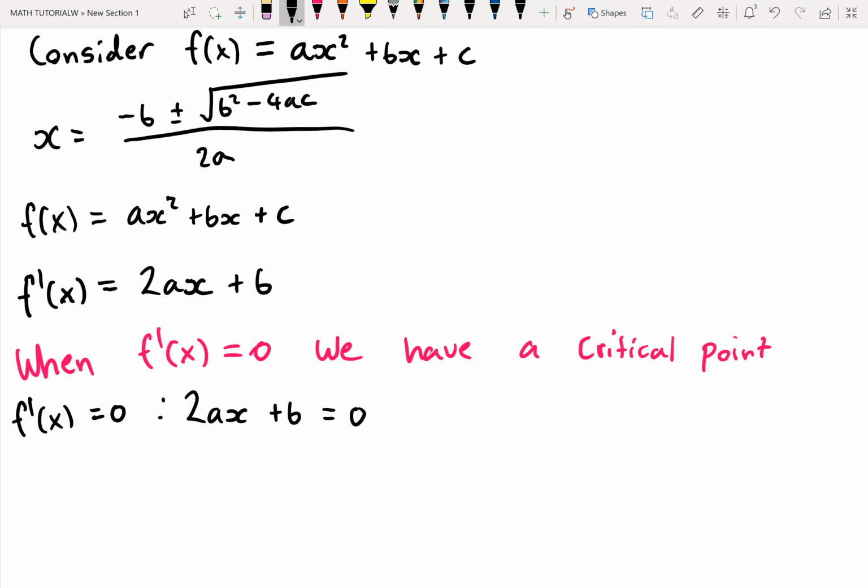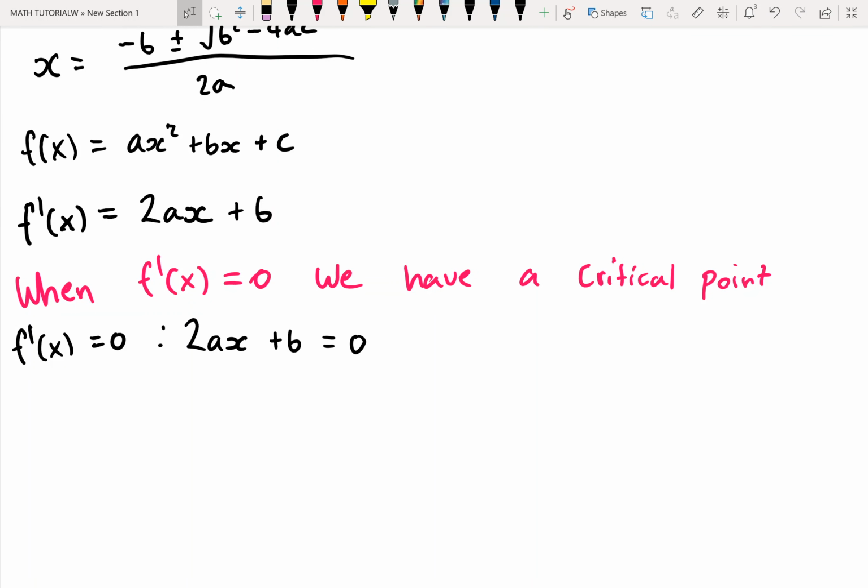Now all we need is some simple algebra skills to finish this off. We can move b over to the other side by subtracting b on both sides. So 2ax is equal to minus b. And now we can rearrange for x by dividing by 2a, because a is just some constant. So x is equal to minus b over 2a.